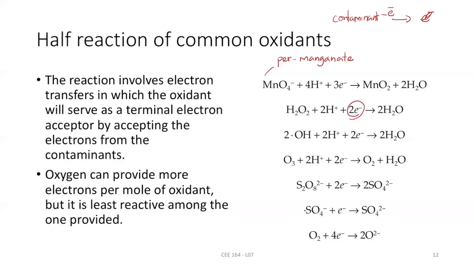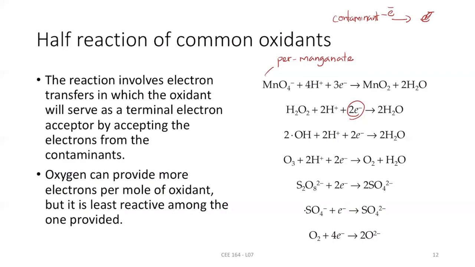So that means it's more efficient. I'm not talking about thermodynamically whether it's favorable or not. That's related to the redox potential. Just by looking at here, the most powerful in this case is permanganate, then hydrogen peroxide, and then so on. But it doesn't say anything about kinetics, how fast they can react, just that it can receive 3 electrons.